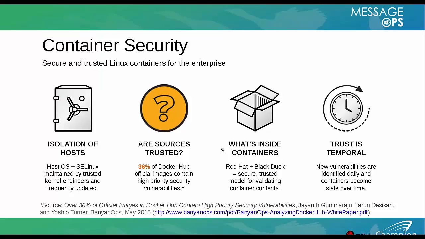Secondly, not all sources are trusted. Out on Docker.io, they have what's called the Docker Hub. And a study from 2015 shows that 36% of the Docker containers out there were vulnerable to a known vulnerability. What does that mean? It means they took a scan, probably some type of Nessus scan or one of those tools, and scanned all the Docker containers out on the Docker registry, and more than a third of them were vulnerable to some type of vulnerability.